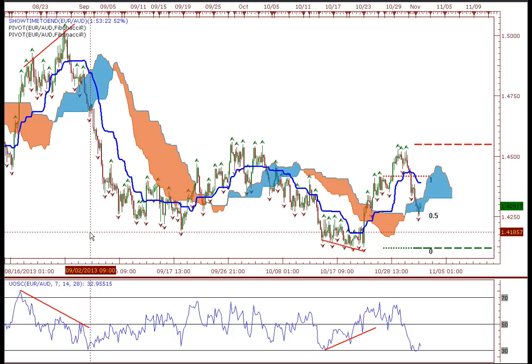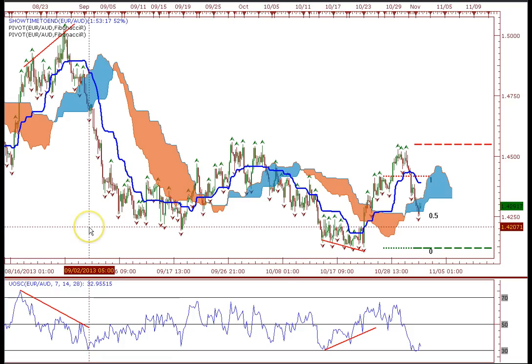Now what you're going to look for is divergence. There's a couple of types of divergence. There's hidden divergence and there's regular divergence. We're not going to get into the hidden divergence right now. We'll do that in another video. We're just going to get into the regular divergence. With regular divergence, there's going to be bullish divergence and bearish divergence. So first let's talk about the bullish divergence.